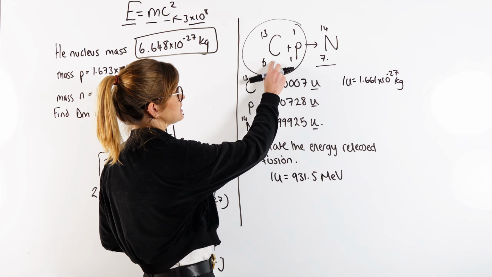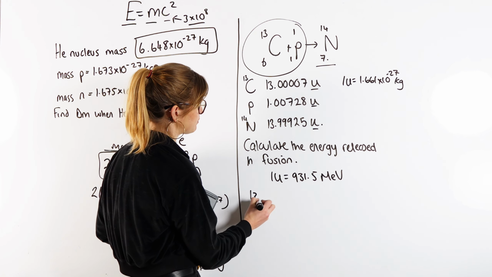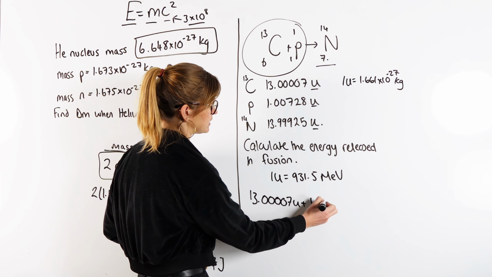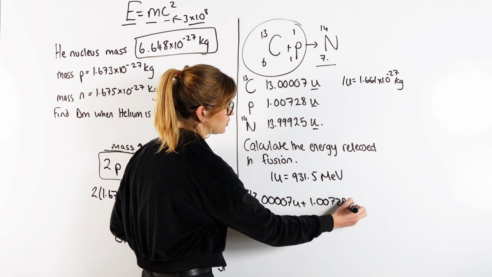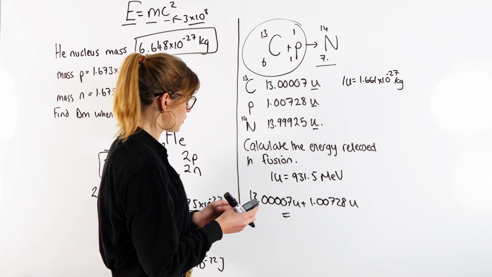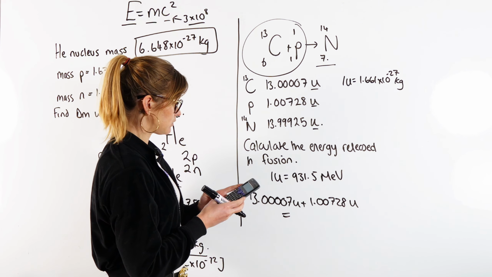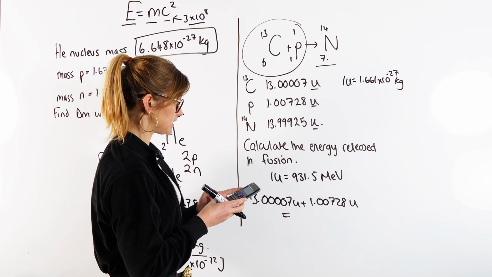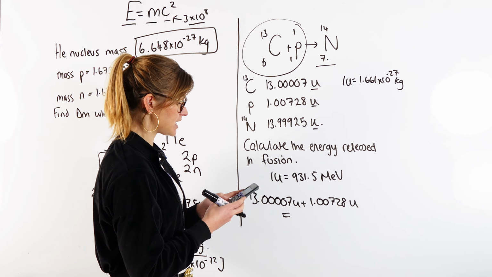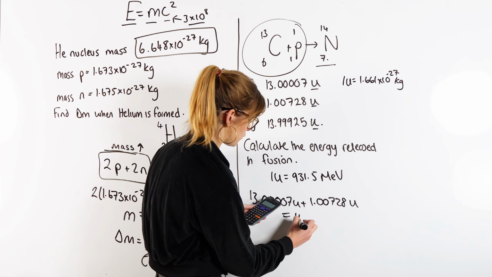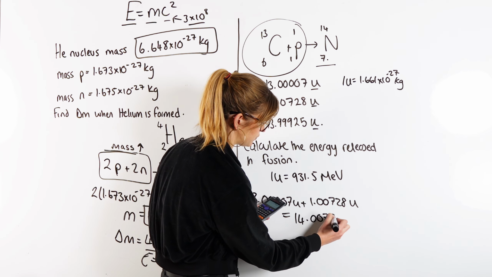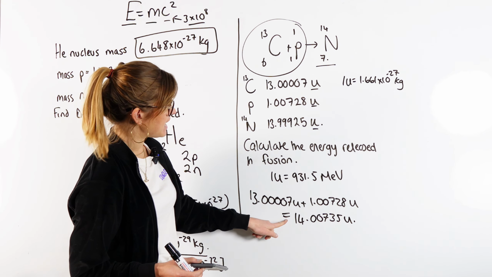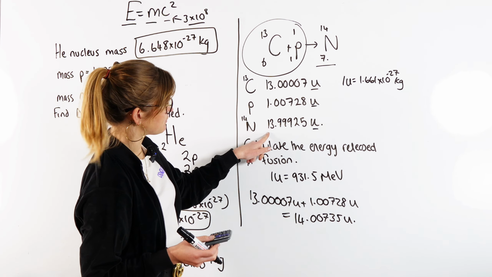So the change in mass is my carbon and my proton. So I'm going to do my 13.00007U and add my 1.00728U to see what that total mass is before. 13.00007U add 1.00728U is going to give me 14.00735U. And then again, hopefully you can see the combined mass is bigger than the mass of that product formed.